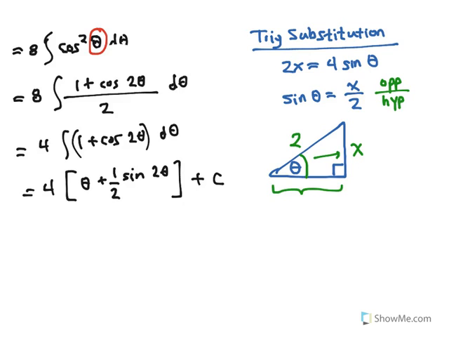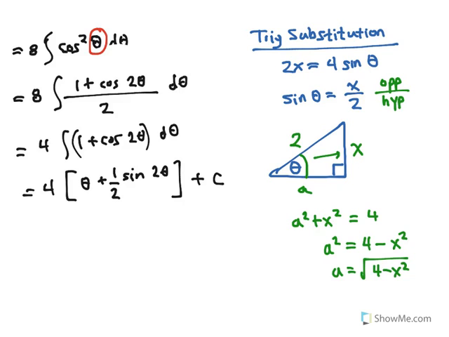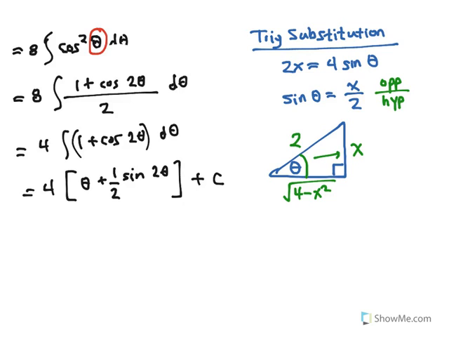We will then solve for the length of the adjacent side by using the Pythagorean theorem. So if we label the length of the adjacent side to be a, then we will have a squared plus x squared is equal to 2 squared, which is 4. So a squared is equal to 4 minus x squared. So a is equal to the square root of 4 minus x squared. So we will go ahead and write that in here. a is equal to the square root of 4 minus x squared. This triangle will be key in going back to the original variable of integration x.